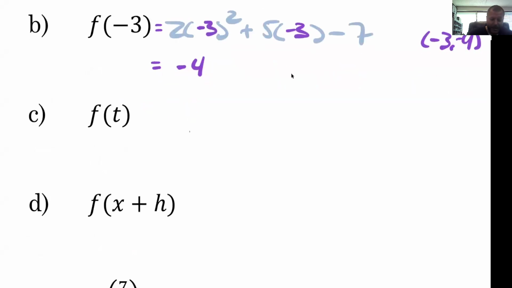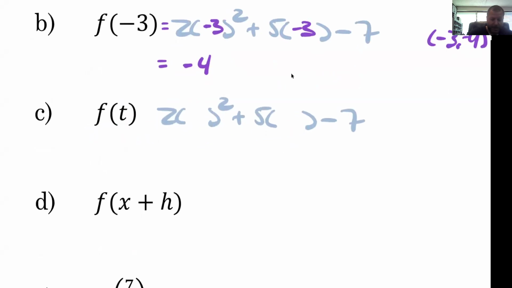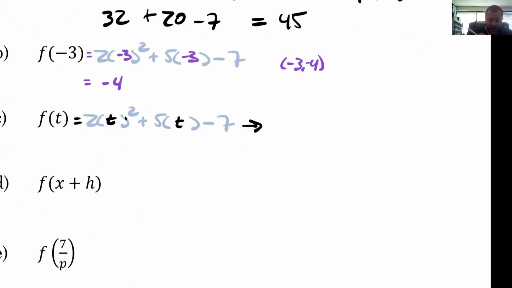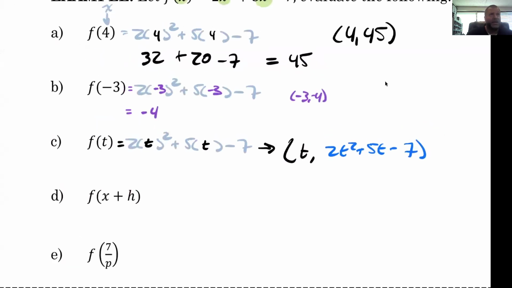So f of t simply means that my input value, my value in the domain, is t, whatever constant t represents. Nothing crazy. I still just plug in a t every place that I had an x. My value of t is the domain. So this tells us that the point (t, 2t squared plus 5t minus 7) is a point that's on our graph. You give me a value of t, this is the y value that corresponds to it. When t is 4, 45 is the y value that corresponds to it. So we don't necessarily have to think of every point as simply a number. We could think of points as having constants or unknown quantities within them.